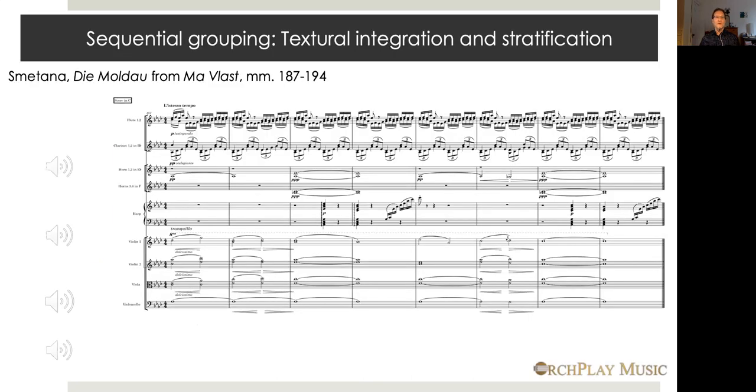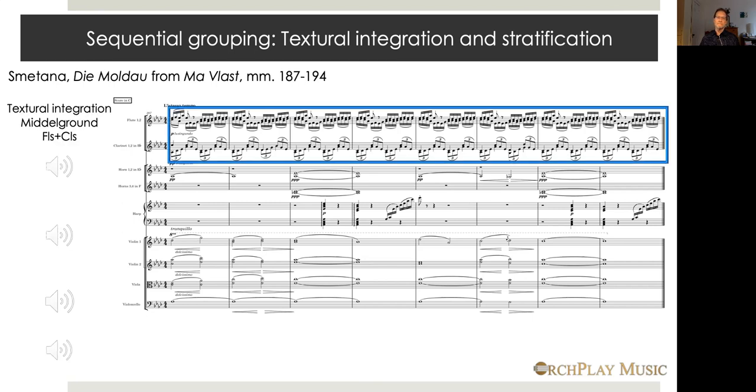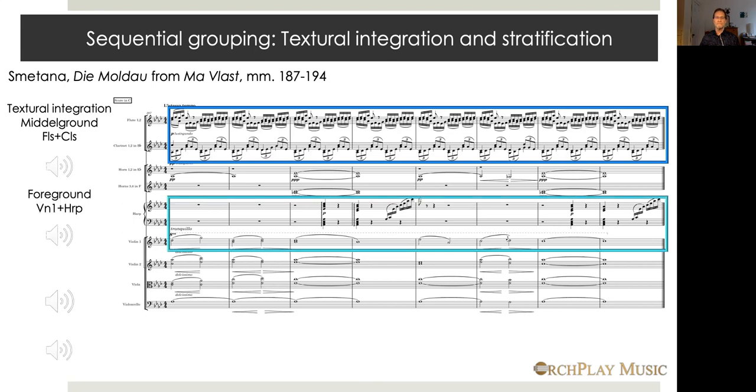Here's an example from Smetana's Die Moldau that has both of these effects in it. There are two happening simultaneously, stratification and textural integration. So there's a textural integration in the middle ground with two flutes and two clarinets that are having contrasting material and are integrated into a single layer. And then we have strings alternating with harp in the foreground. That's the first violins. And then the horns and other strings in the background.